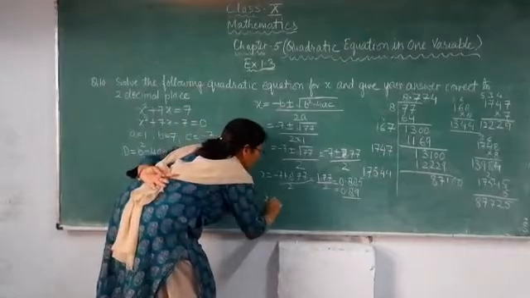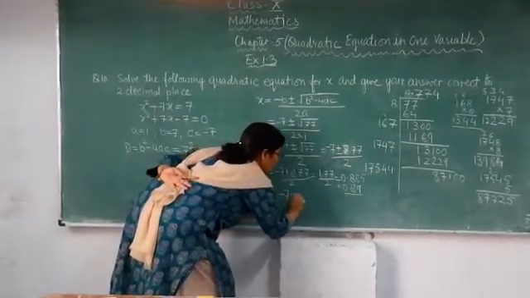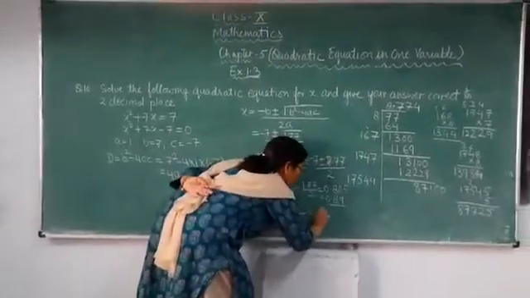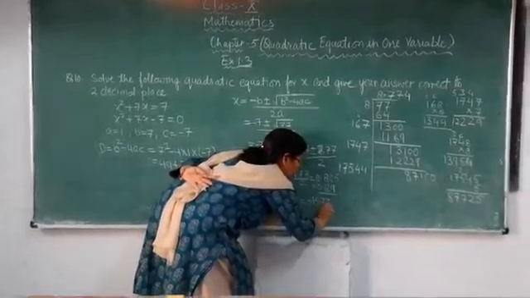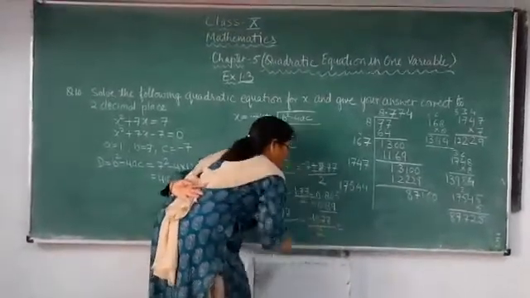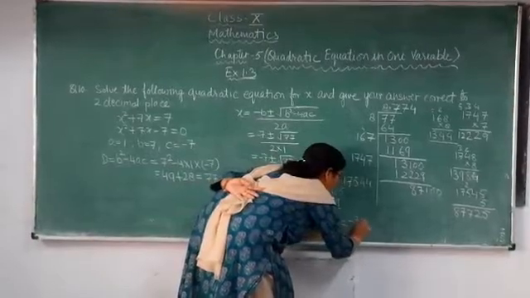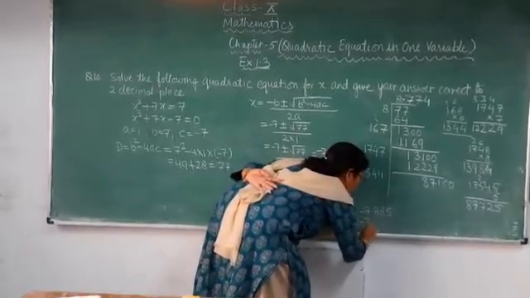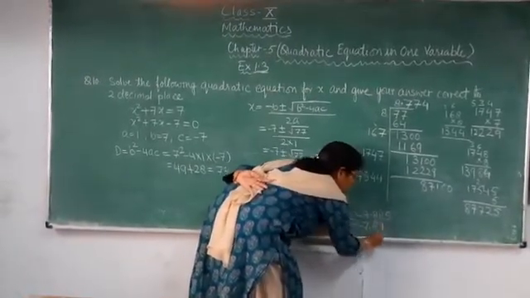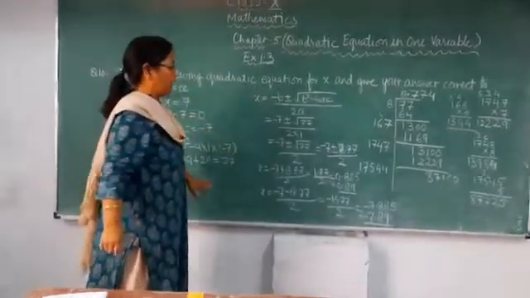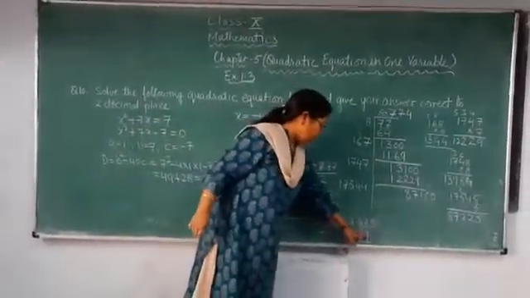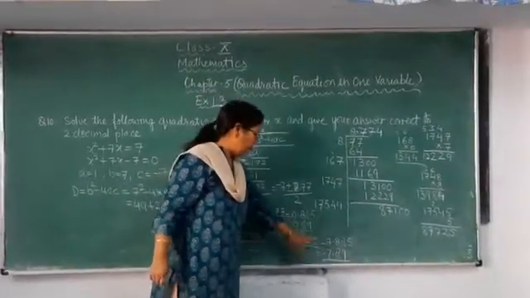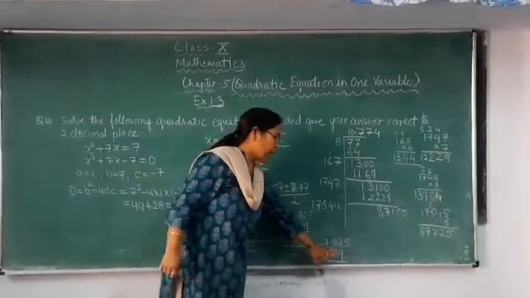Next, we'll take the minus sign, (-7 - 8.77) / 2, and this will be equal to minus 15.77 upon 2, which equals minus 7.885, and the answer will be minus 7.89, because here also we have to get the answer correct to 2 decimal places. So these are the two answers of x. The first one is 0.89 and the second answer is minus 7.89.